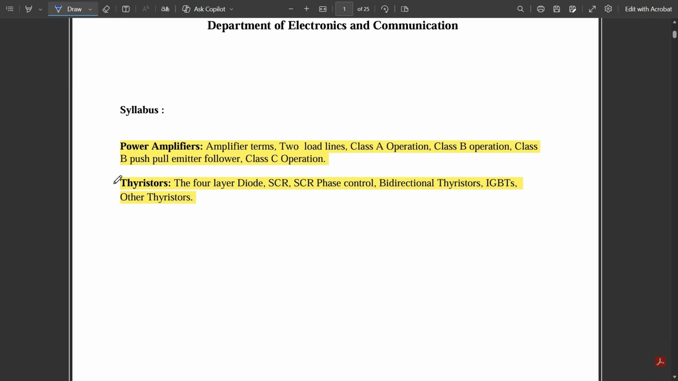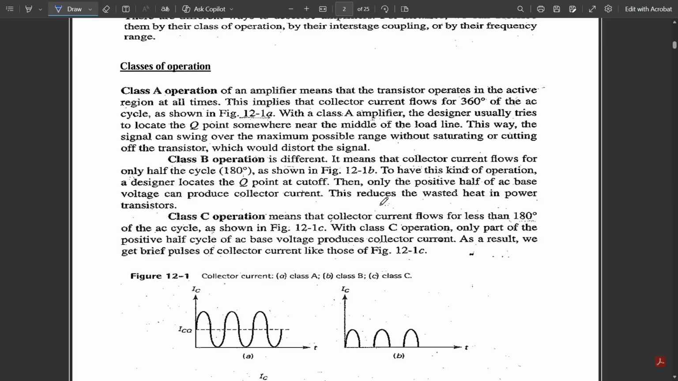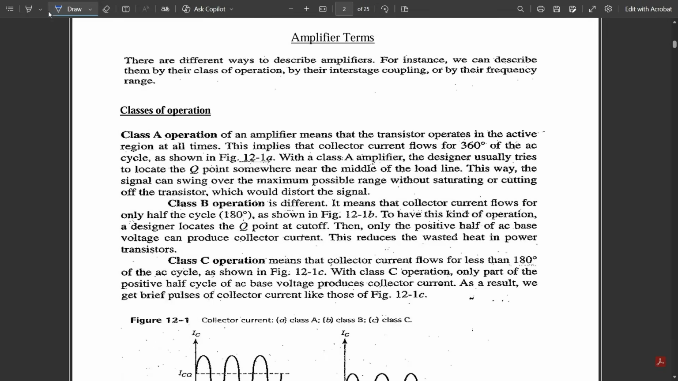Then in the second chapter we would be discussing the concepts of thyristors. In that, first we need to discuss the four layer diode, then the silicon controlled rectifier, SCR phase control, bidirectional thyristors, and the insulated gate bipolar transistor, that is IGBT. So these many things we are going to be covering in the concepts of thyristors. So let's get started now with the basic amplifier terms, that is with respect to power amplifiers.